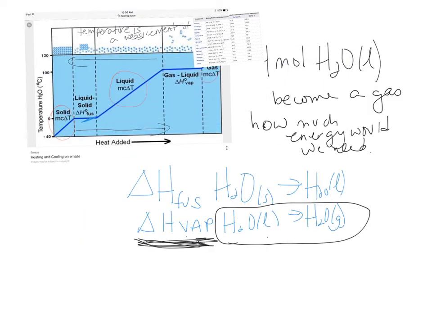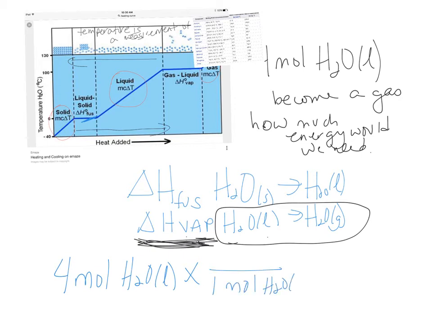So if we have 4 moles of water that's a liquid, in order to vaporize 1 mole of water, it takes 40.66 kilojoules. We would then multiply and find out that to vaporize 4 moles, it would take 162.6 kilojoules.